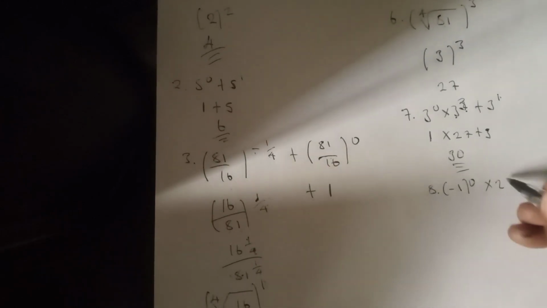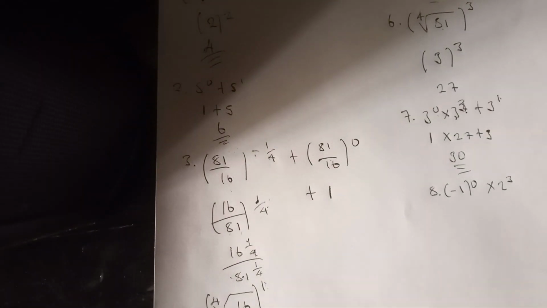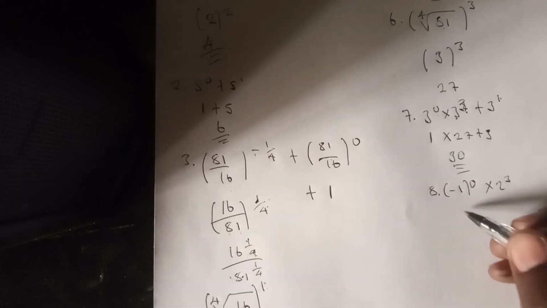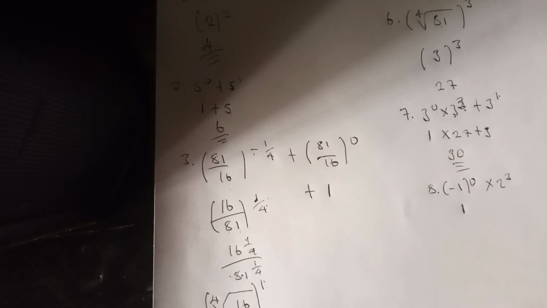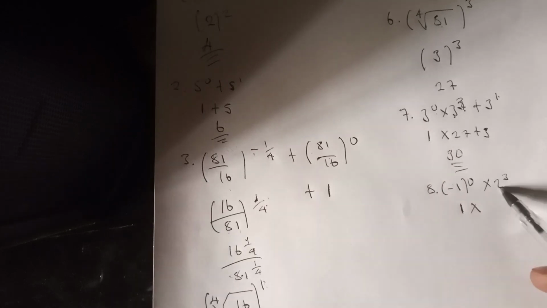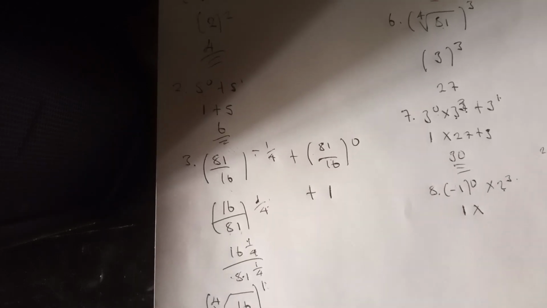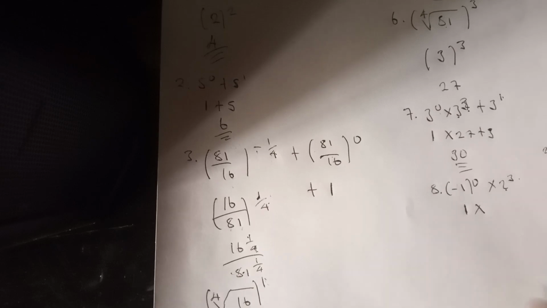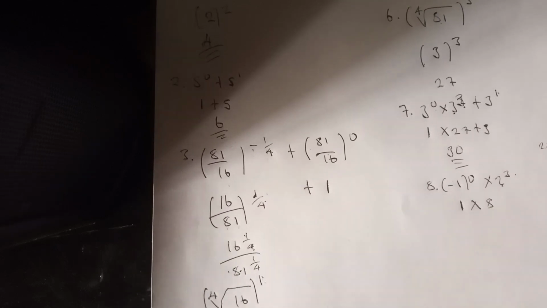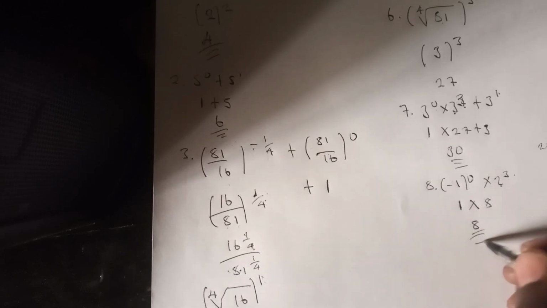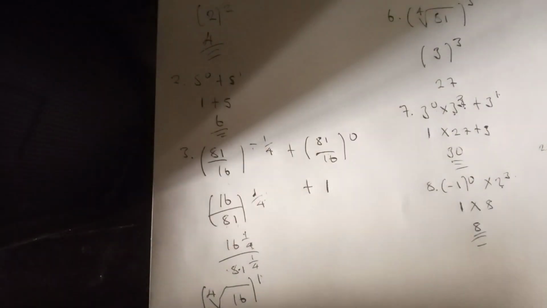-1 to the power 0 times 2 to the power 3. Again, in comparison to this one, any number raised to the power 0 is just 1. So we replace 1 where this digit is, then times 2 to the power 3. That's like 2 times 2 times 2, which is 8. Now 8 times 1, the answer is 8. So that's our final answer. We go to question number 9.